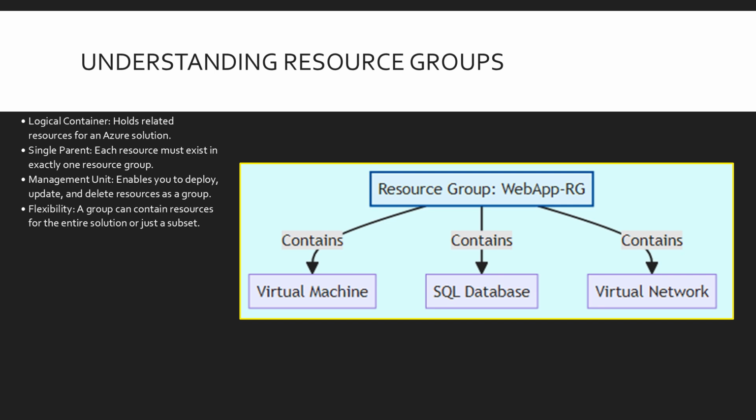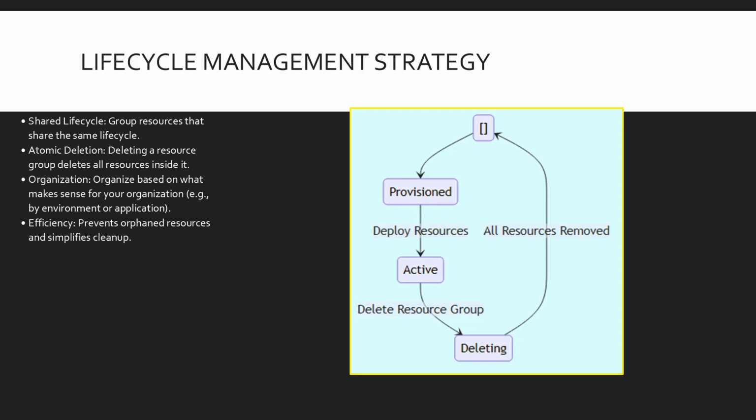You can deploy, update, and delete all the resources in a group in a single operation, rather than handling them individually. This diagram depicts a resource group named Web App.rg acting as a container. Arrows point to the resources contained within it: a virtual machine, a SQL database, and a virtual network. This visualizes how distinct resource types are grouped together logically to form a cohesive unit for a specific application or workload.